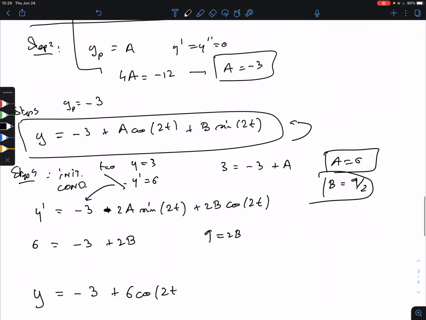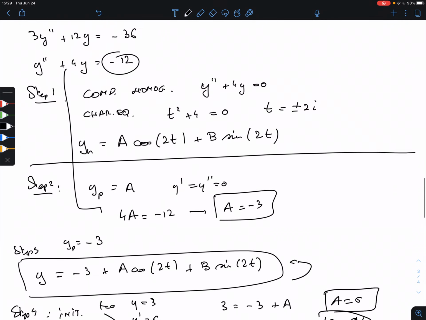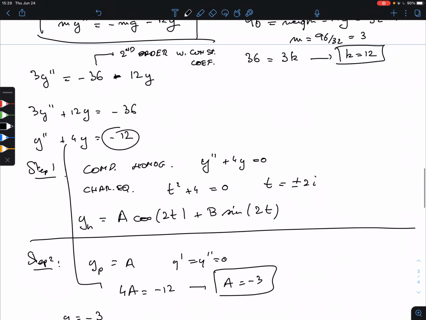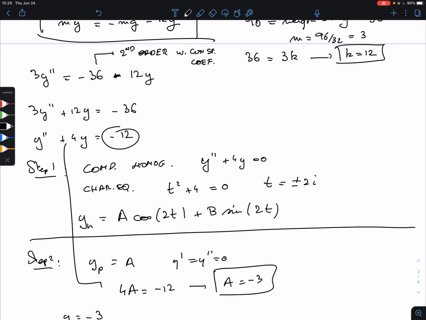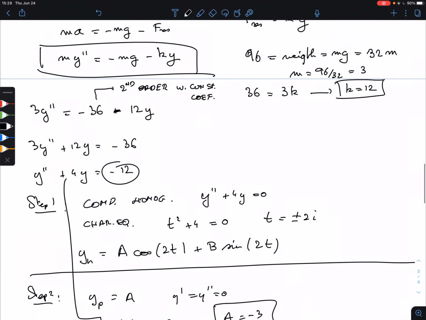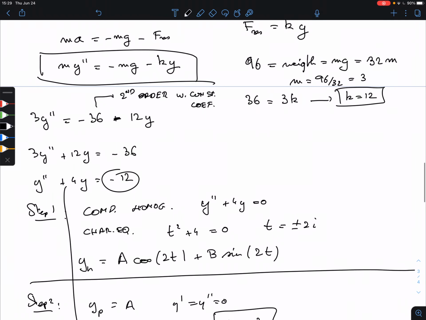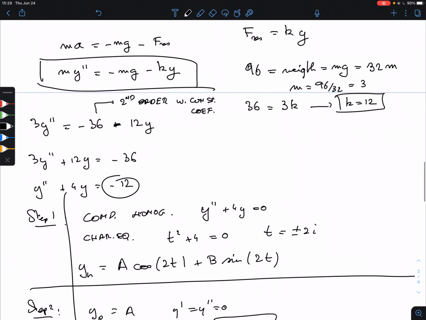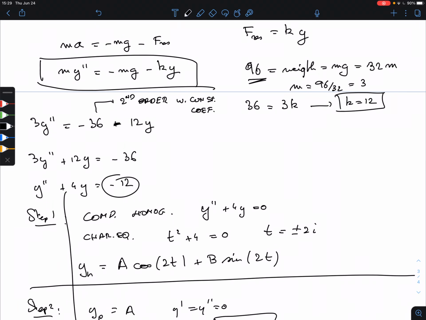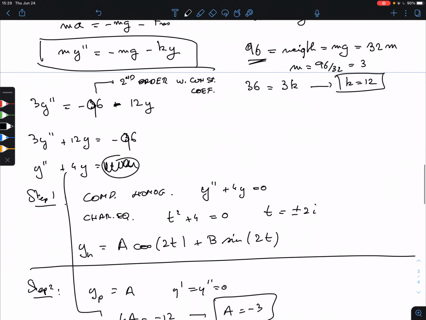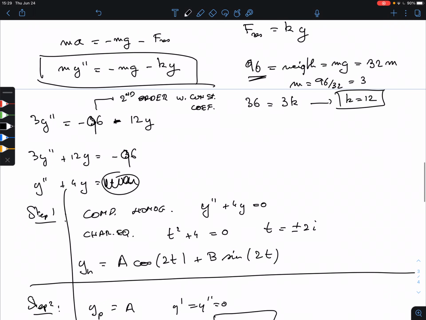I have the feeling that I used the wrong value somewhere. 30. Wait, where did I get the 36 from? The weight was 96. Why did I write 36? The weight was 96. I'm sorry. Weight is 96. So this was 32. I'm sorry about that.